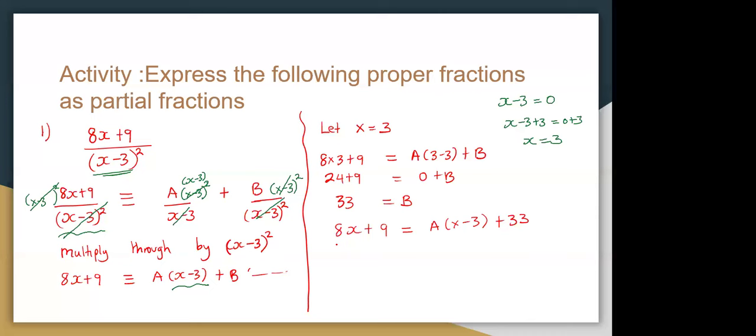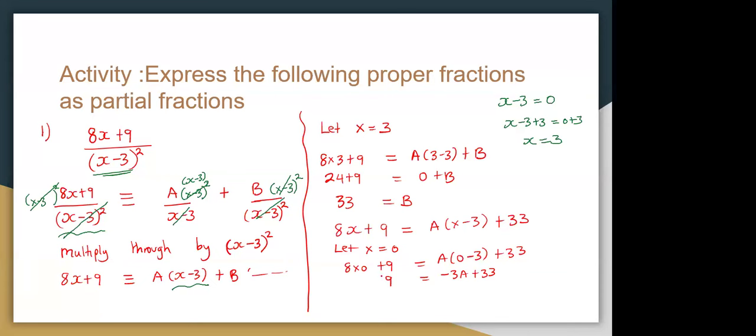So take an example, I can say, let my x equal 0. So I'll put it everywhere. I'll say 8 times 0 plus 9 will equal A into 0 minus 3 plus 33. So here I remain with 9 equals, this side, negative 3A plus 33. Then you go on and collect like terms.